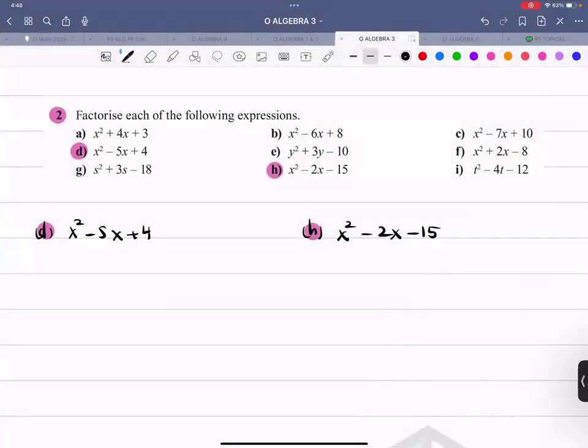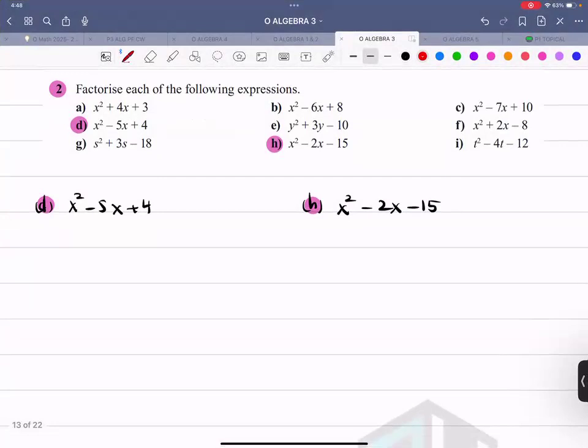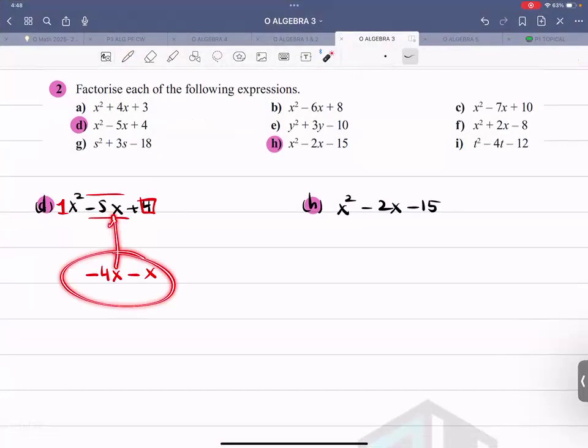So now it's again middle term factorization, but with a negative sign. It causes trouble to people. 1 into 4 is 4. Break negative 5x in such a way. So what if I write negative 4x, negative x? This adds up to negative 5, but this negative multiplies and gives us positive 4. All good, all clear?